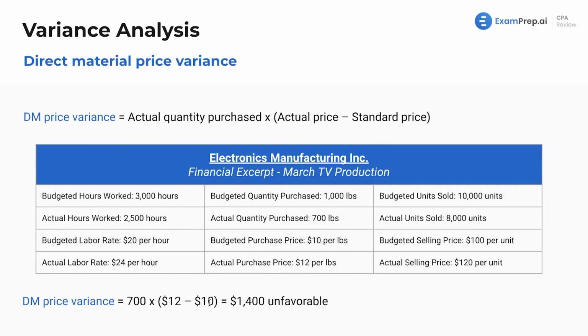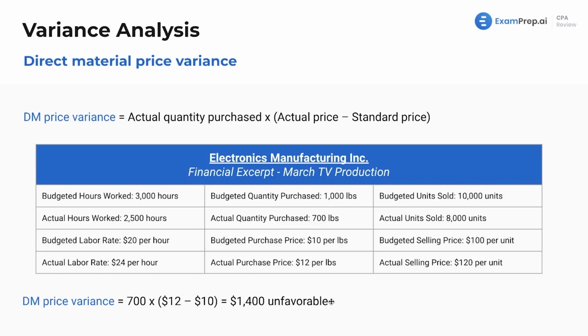12 minus 10 is, say it with me, 2. If you needed a calculator for that, please practice some more math. And then 2 times 700 is 1,400, unfavorable. Now, generally, multiple choice questions, sims, etc., will have you plug in the number at its absolute value, meaning non-negative. So just read the instructions. Don't get tripped up by that. Don't lose points because you put it in negative or positive. Whatever it is, read the instructions, and then it'll probably tell you to say favorable or unfavorable.